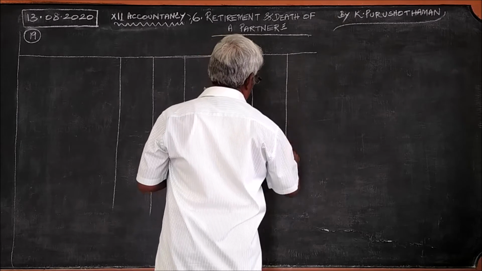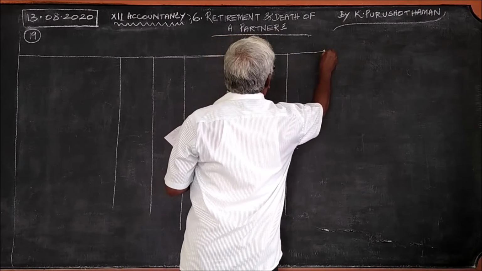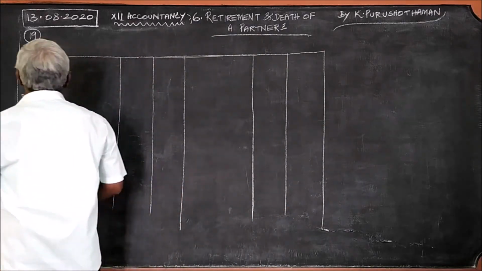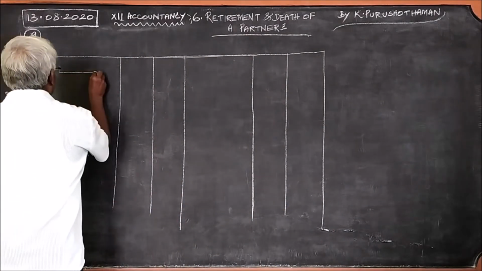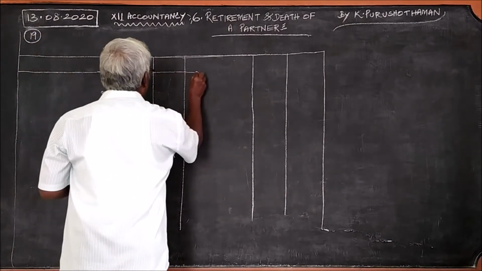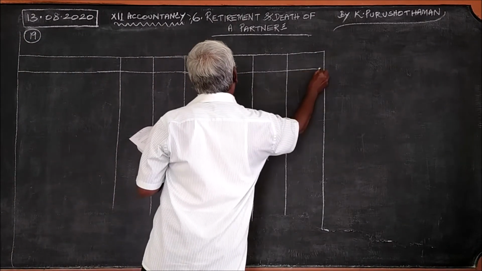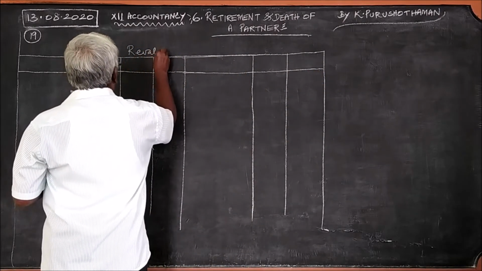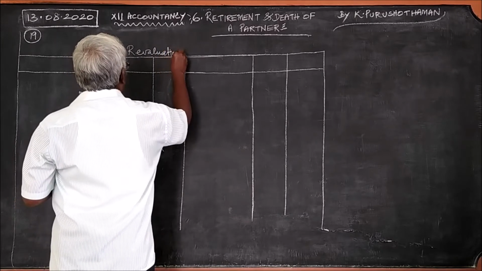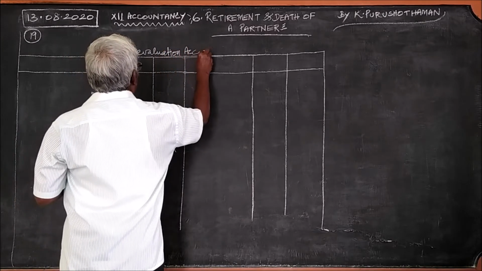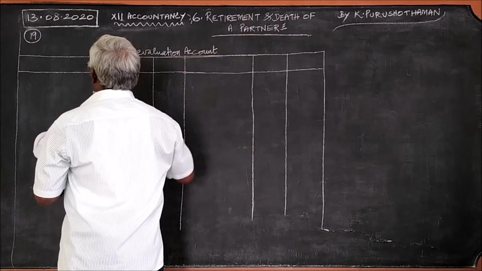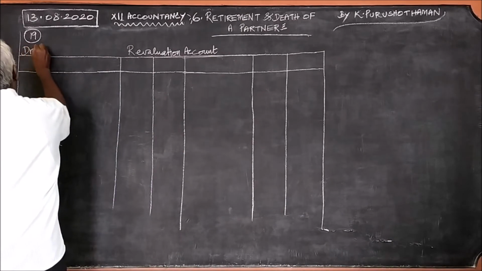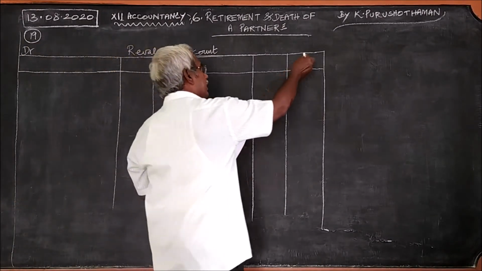mistakes you make in the examination paper. So I repeat this advice again and again. This is a revaluation account. It is ledger like, therefore debtor and creditor we should write.